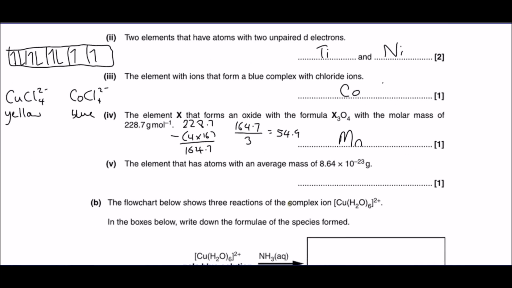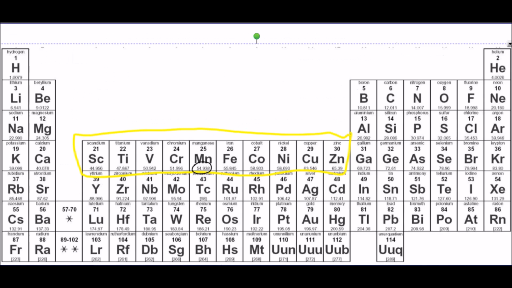Next question, we're talking about atoms, so we're going to be using Avogadro's constant. So we do 6.02 times 10 to the 23 and multiply that by the mass of one atom, and that will give us the mass of 1 mole, which is 52.0. Again, back to the periodic table, 52 is here, that's chromium.